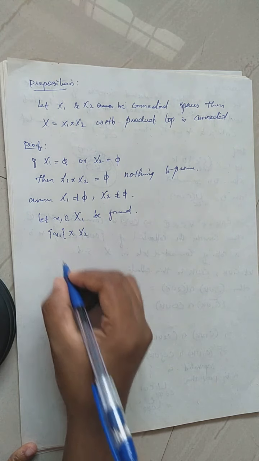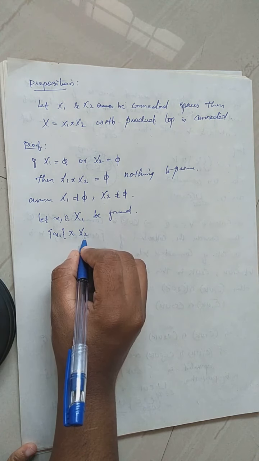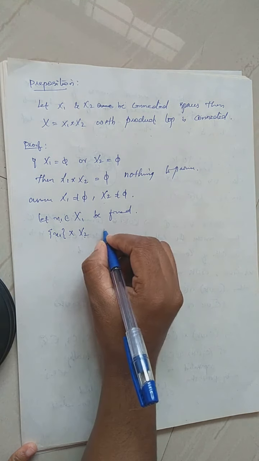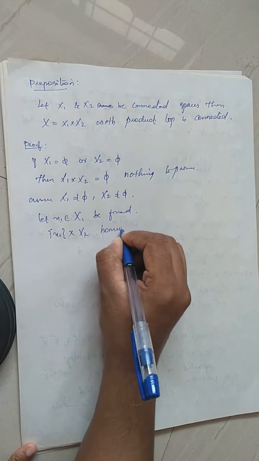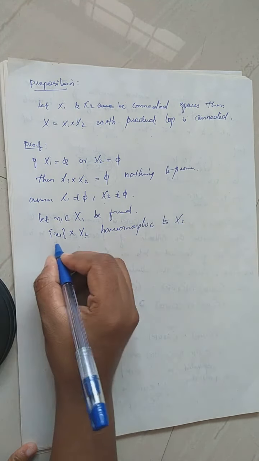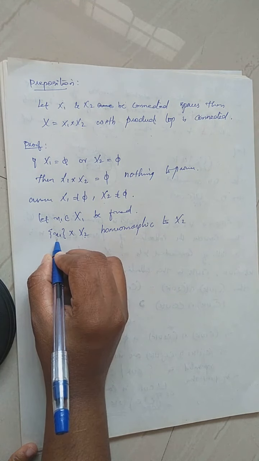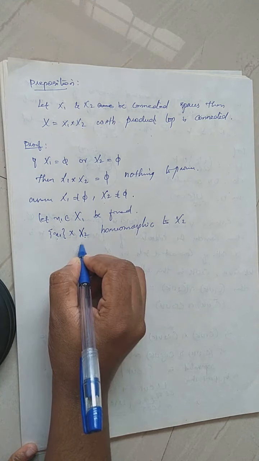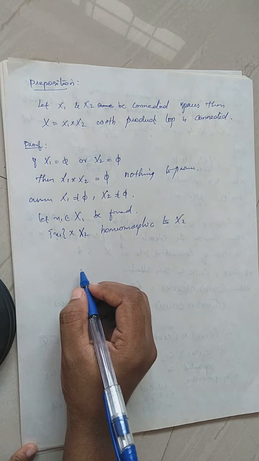Then this set will actually be homeomorphic to X2, because since x1 is a fixed element, the elements are of the form (x1, y) where y belongs to X2, right?